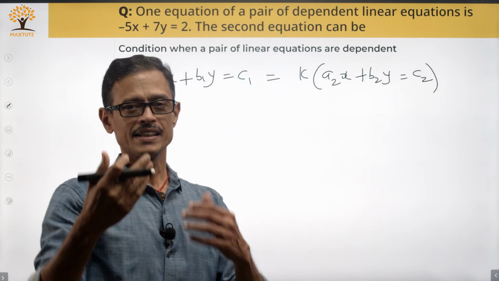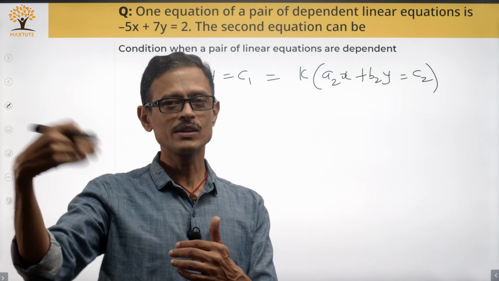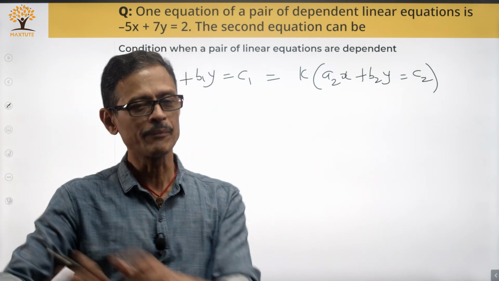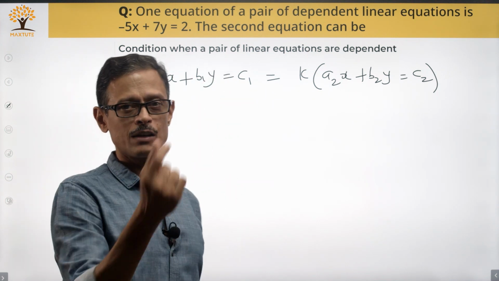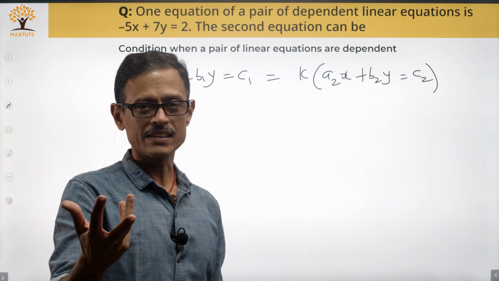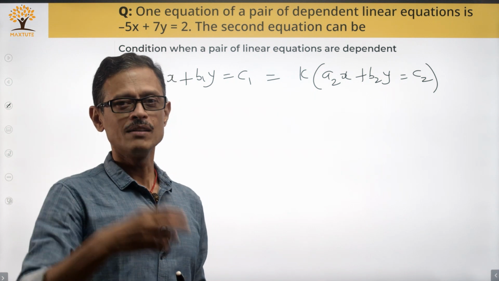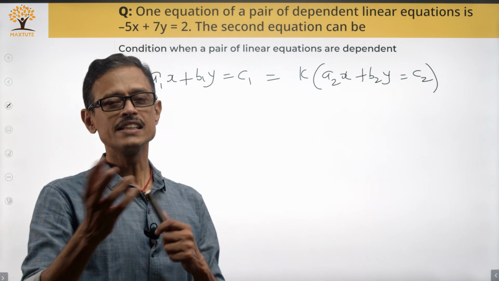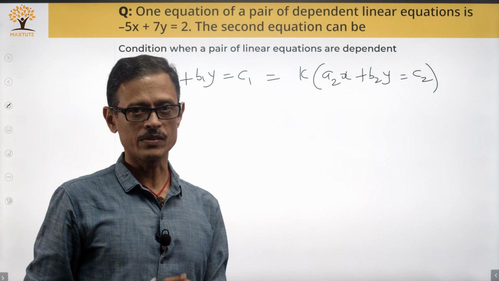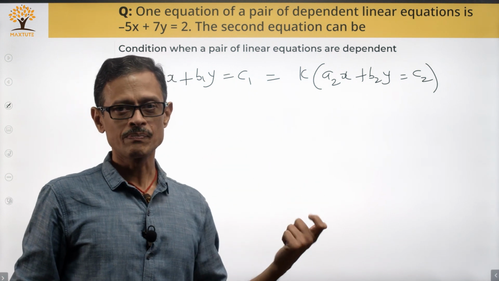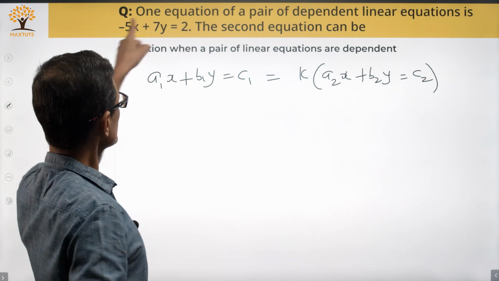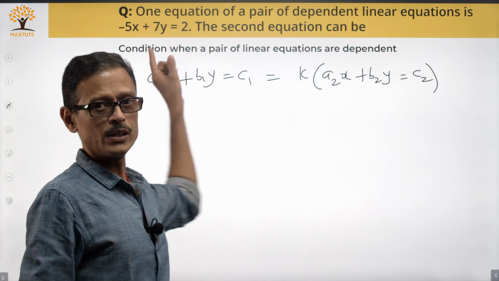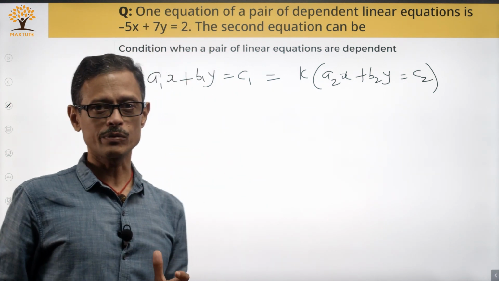Essentially what we are saying is a1 by a2 is equal to b1 by b2 is equal to c1 by c2 is equal to k. Therefore, we can say a1x plus b1y is equal to c1 if it can be expressed as 4 times the other equation, 2 times the other equation, minus 3 times the other equation, then these two equations will be dependent equations. So we need to pick from the answer options which of them can be expressed as k times the equation given to us, right? So that's essentially what we are going to be looking at.